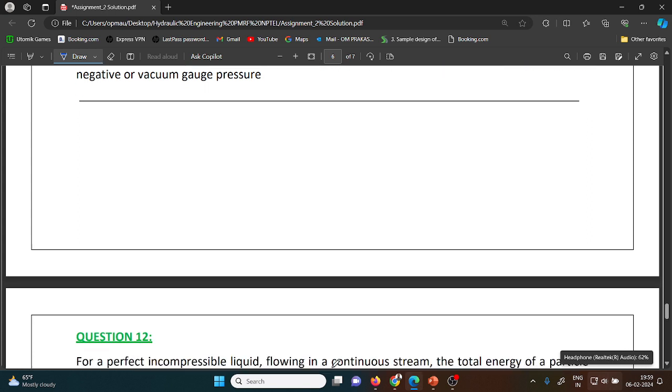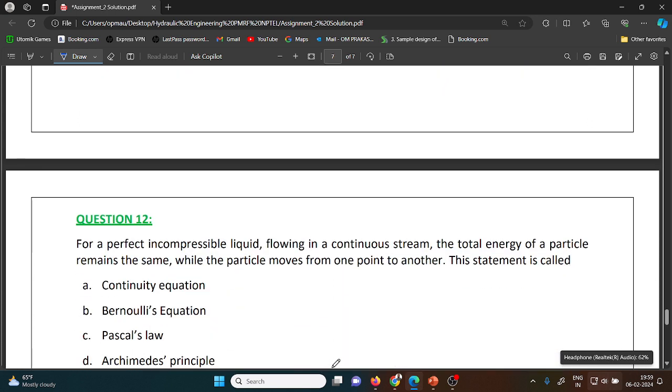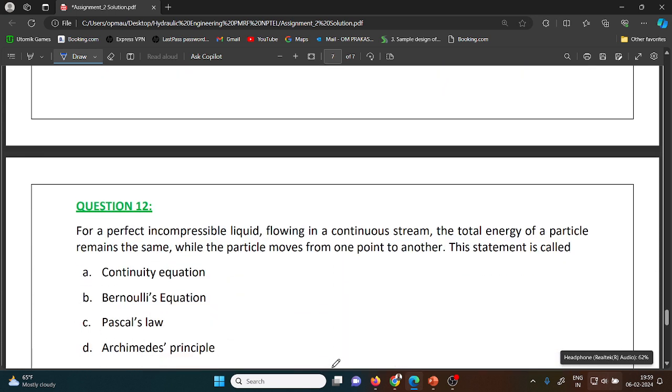Question number 12. For a perfect incompressible fluid flowing in a continuous stream, the total energy of a particle remains the same while the particle moves from one point to another. This statement is called what? Yes, Bernoulli's equation, sir. Yeah, this is the conservation of energy.